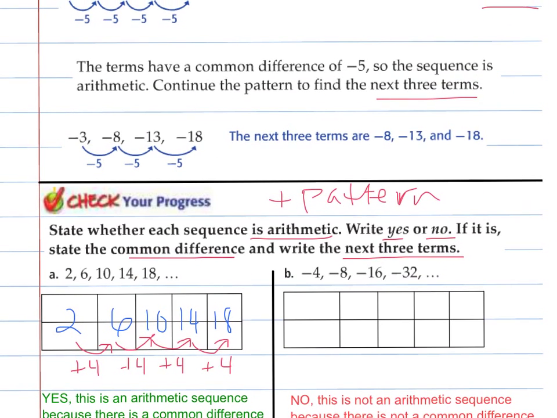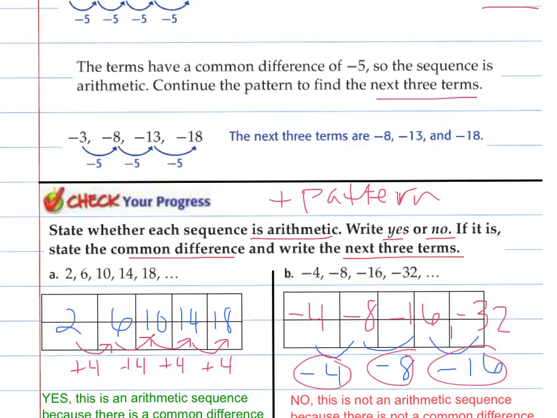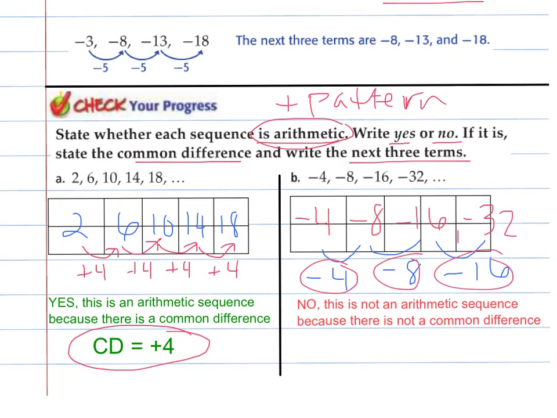On the other side, we have negative 4, negative 8, negative 16, negative 32. Notice I'm going down 4, but then I go down 8, down 16. Because these are not the same difference in adding, sure, we may be multiplying by 2, but that is not arithmetic, where we do an adding or adding a negative difference. So this is a no, because it is not arithmetic, because there is no common difference. You're not adding or subtracting the same number every time.